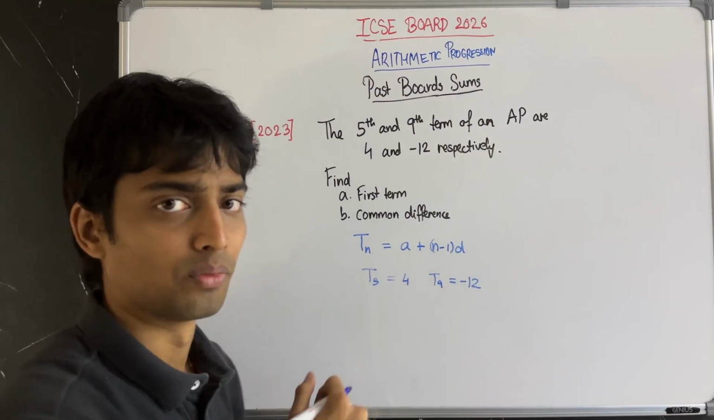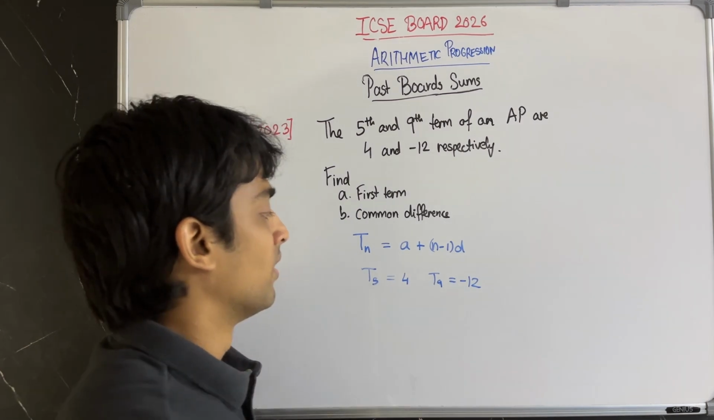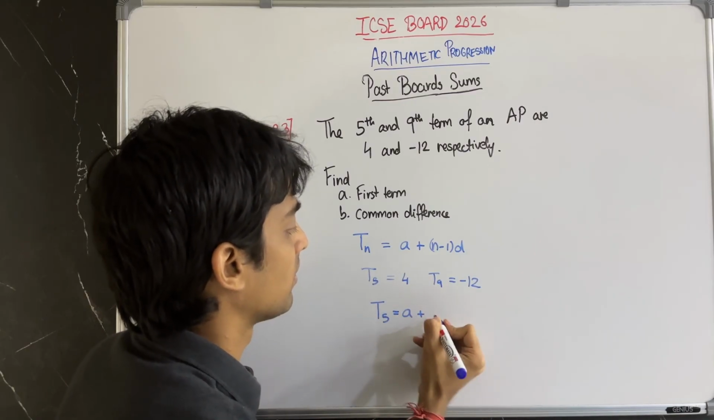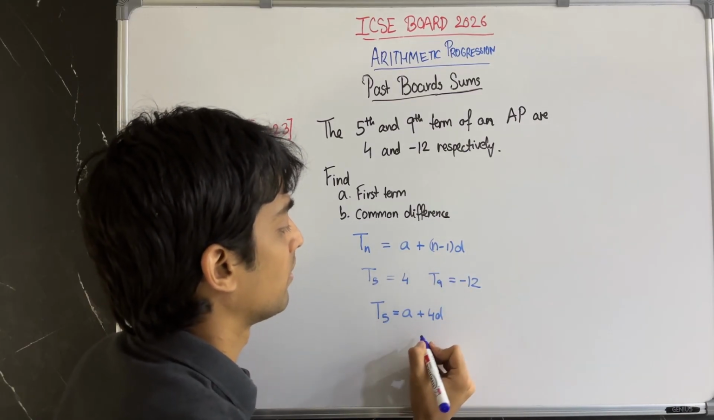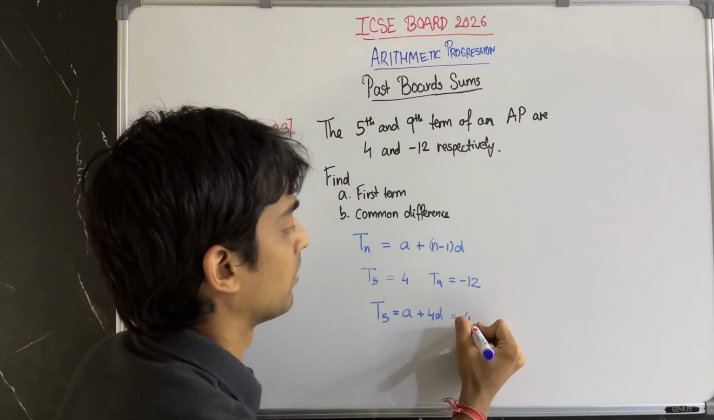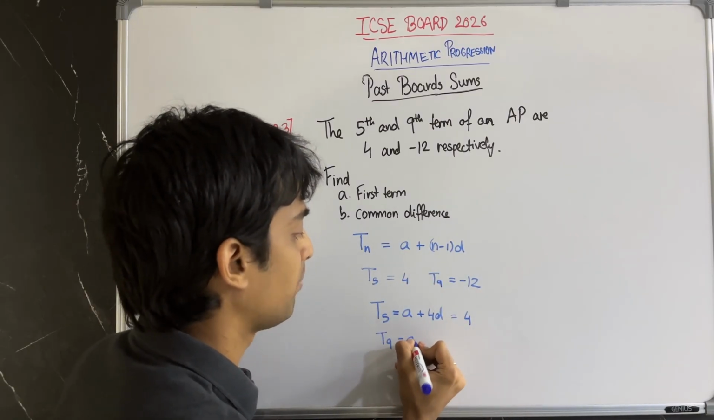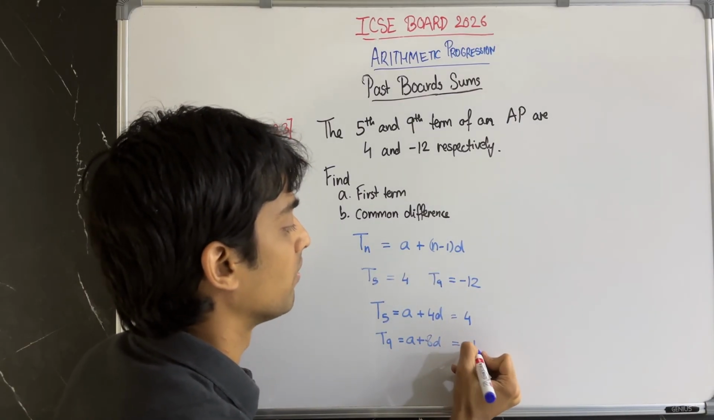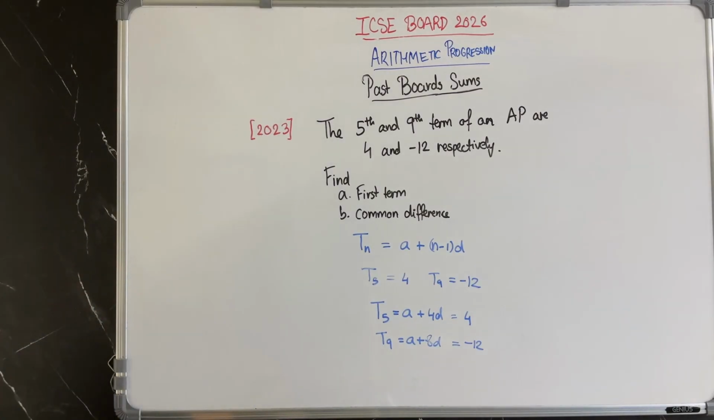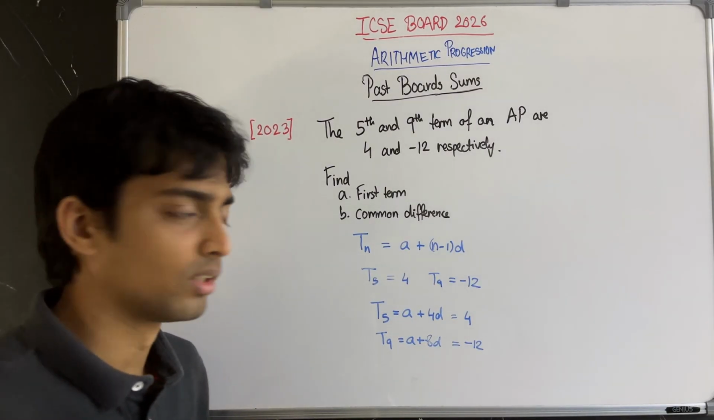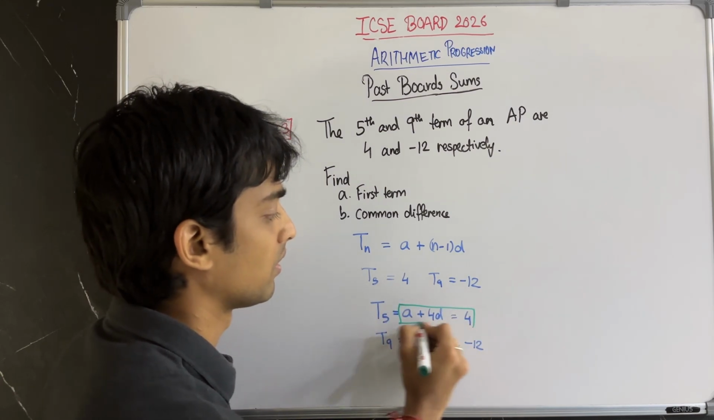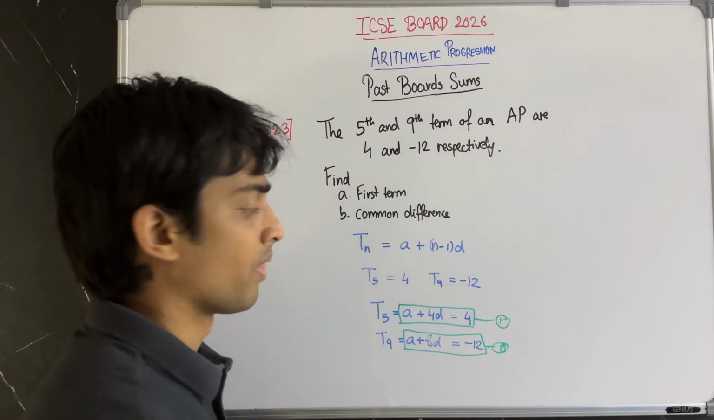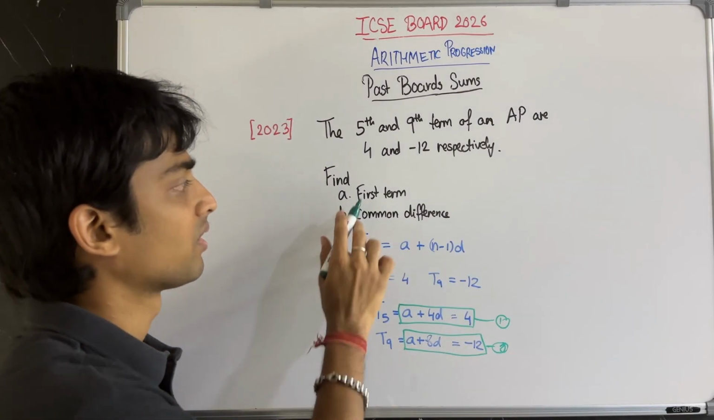So we can make two equations out of this. So the T5 will become a plus (5 minus 1), 4d, is equal to 4. And T9 is a plus (9 minus 1)d, which is 8d, equal to minus 12. Now, these are the two equations. This is the first equation. This is the second equation. We have to find a and d values, first term and common difference.